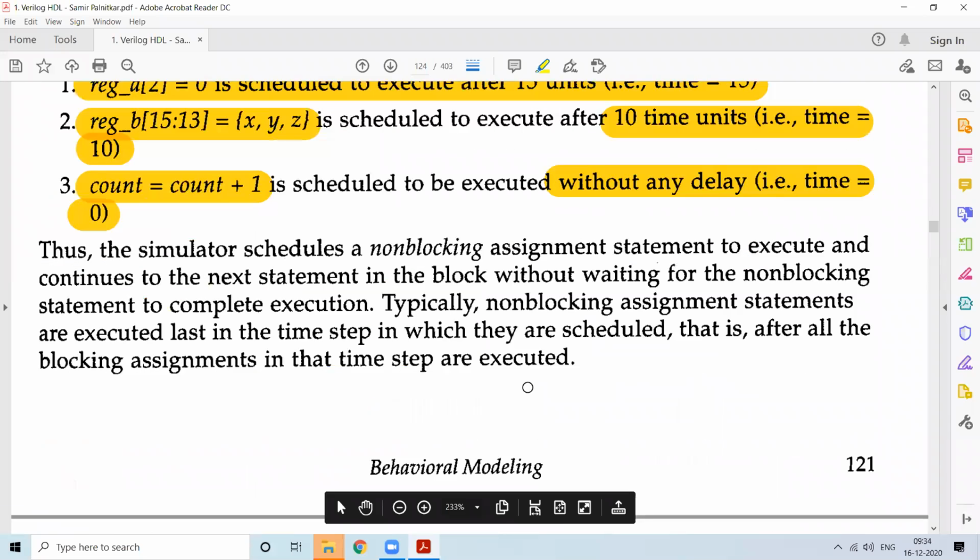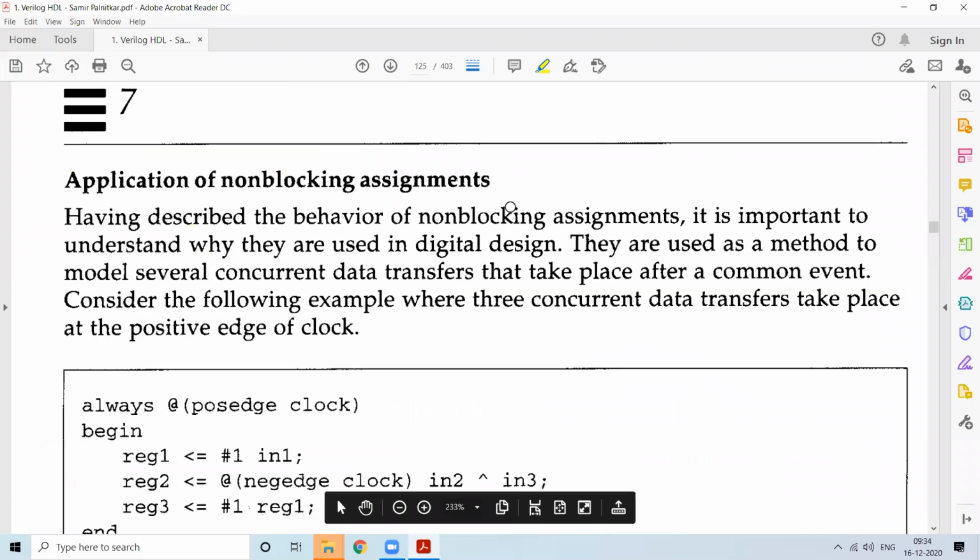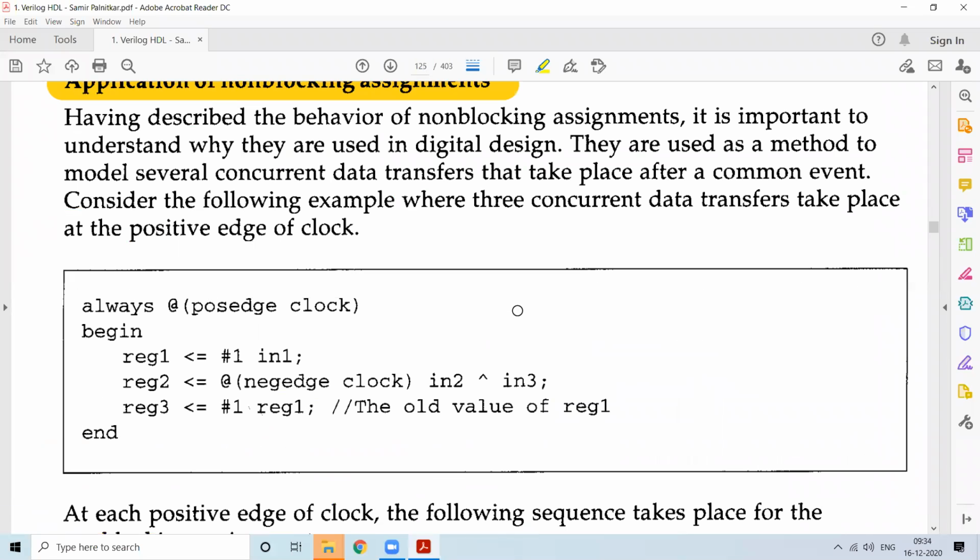Okay, non-blocking assignments. Now, where do you observe non-blocking assignments? In your circuits, you have observed that whenever you apply a clock to a flip-flop, for example, a JK flip-flop, two inputs are applied. Simultaneously, two inputs should be given to the flip-flop.